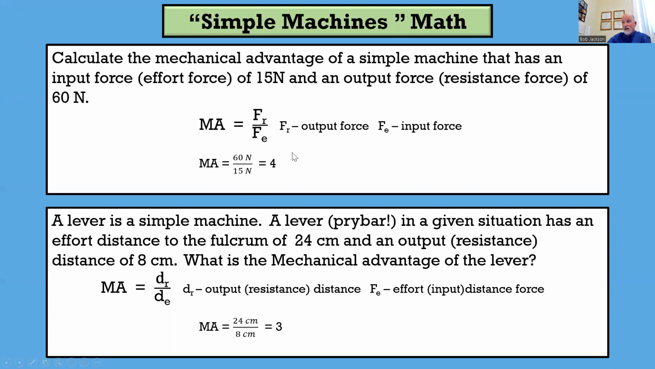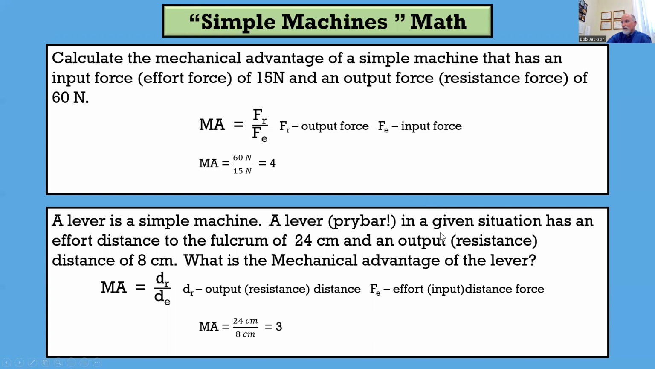All MA values are typically smaller numbers, and most of the time they're whole numbers, not decimal places at all. So now what that means is this machine makes this job 4 times easier. I use a fourth of the amount of energy to lift that thing up because of using the machine.